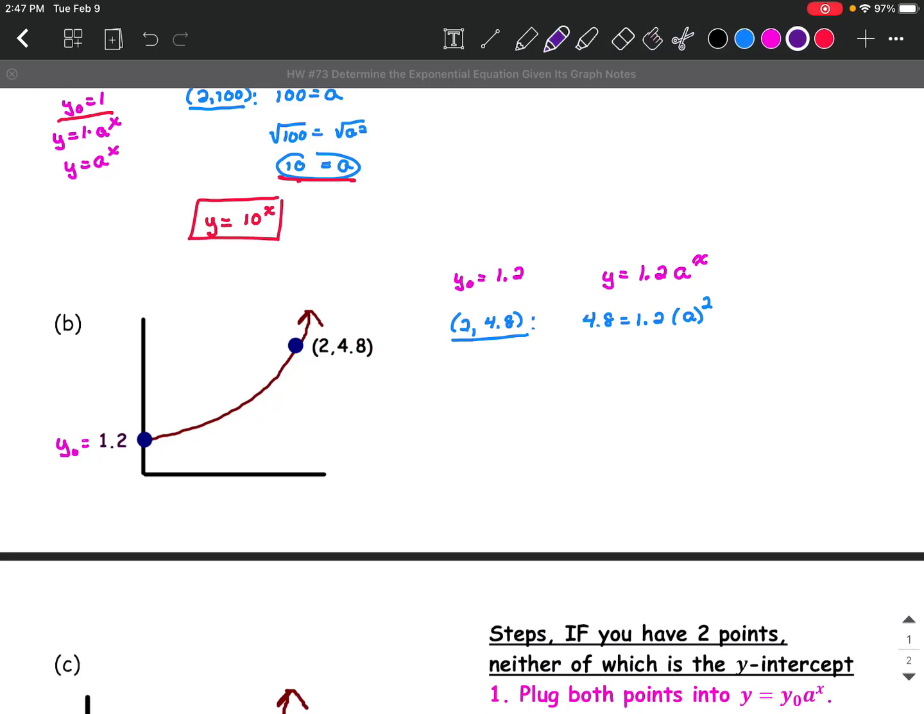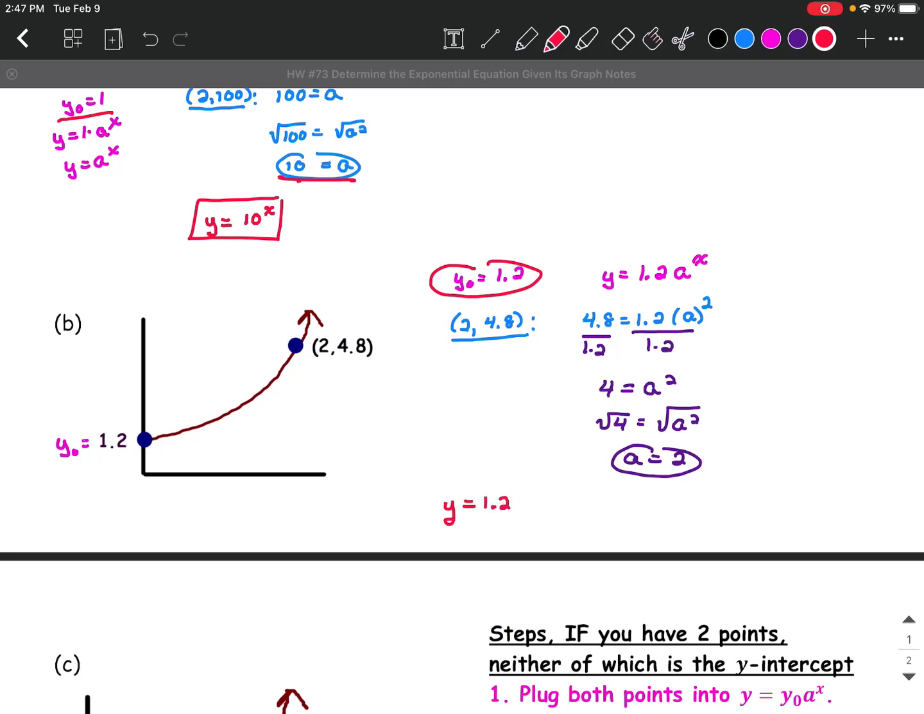Now I'm going to try to solve this. So in order to solve, I'm going to divide both sides of this equation by 1.2. So that will give me 4 equals a squared. And if I square root both sides, now I know that a is 2. I know my y naught is 1.2, so I'm ready to write my equation. y equals the initial value 1.2 times the growth factor 2 raised to the x.